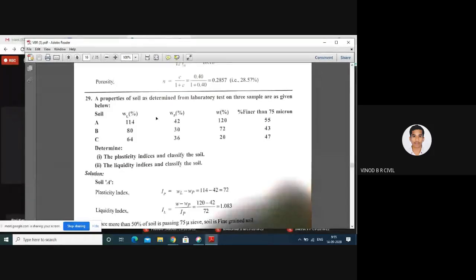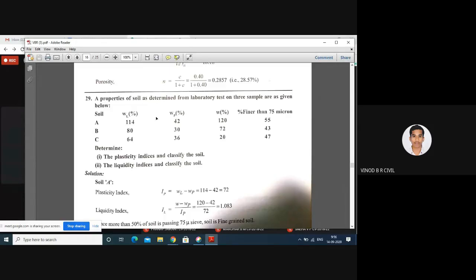What is the meaning of shrinkage limit? If you add the water to the soil, the volume is, for example, 2. When you extract the water content from the soil through evaporation, it reduces to 1. Initially, after adding water, the volume becomes 2. If you extract the water content, it becomes 1. That difference is known as the shrinkage limit.